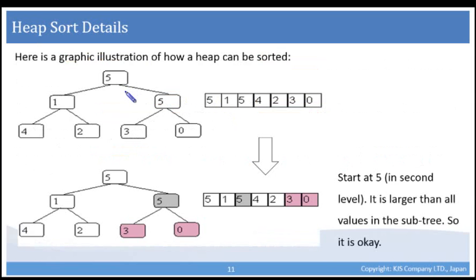Okay, so here is a graphical illustration of how a heap can be sorted. Here we've got our binary tree, and it's our special sort that we're going to be using to move numbers into the correct order. First of all, we look at the right hand tree, which has been highlighted down here, and we start at 5. It is larger than all the values in the subtree, so it is okay and in the right position.